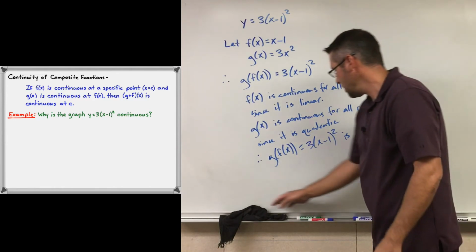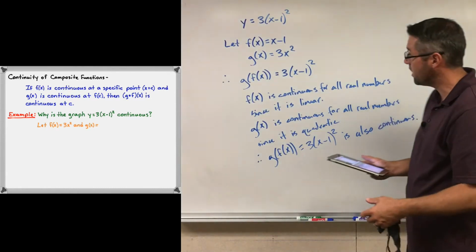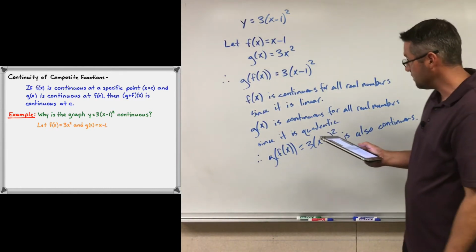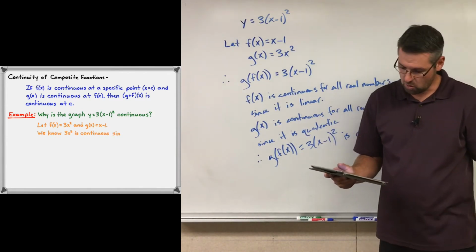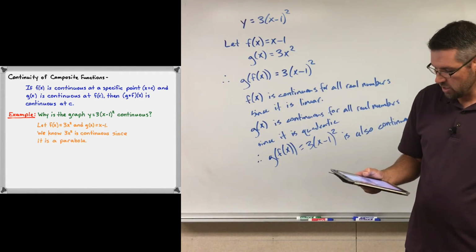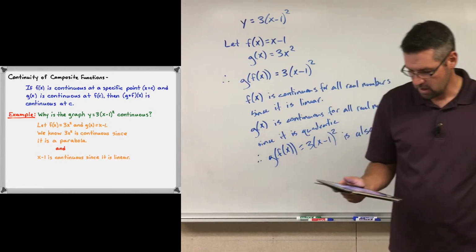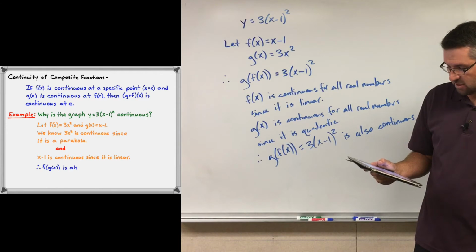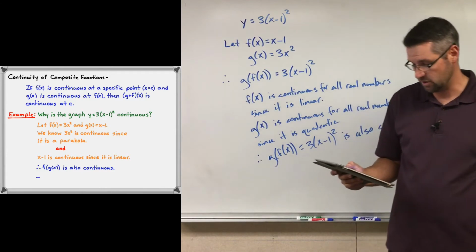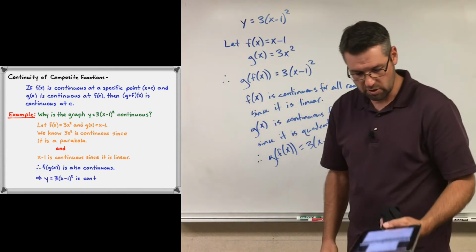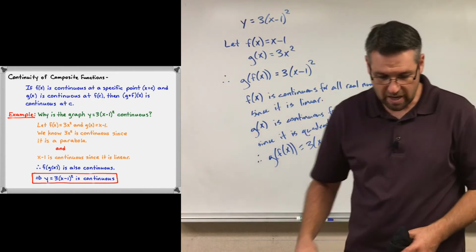And then let's go ahead and take a look at and see how I wrote it here. I said let f of x equal 3x squared, so I actually did it a little bit differently, and g of x equal x minus 1, so I just flipped those. We know that 3x squared is continuous because it's a quadratic, since it's a parabola. Okay? We know that g of x is continuous because it's a linear function, so x minus 1 is continuous. Therefore, f of g of x is also continuous. The composition of continuous functions is continuous. And therefore, y equals 3 times (x minus 1) squared must also be continuous.